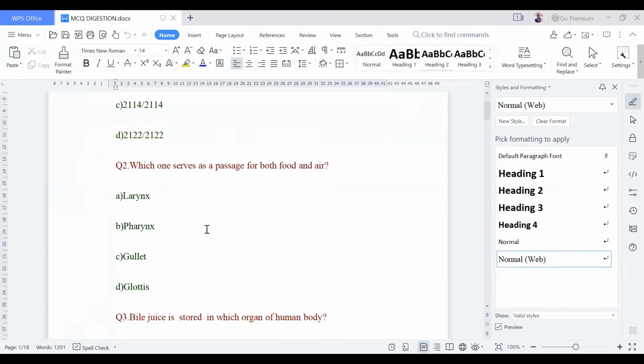Question number 2. Which serves as a passage for both food and air? Options: larynx, pharynx. Read out the options and answer by yourself.